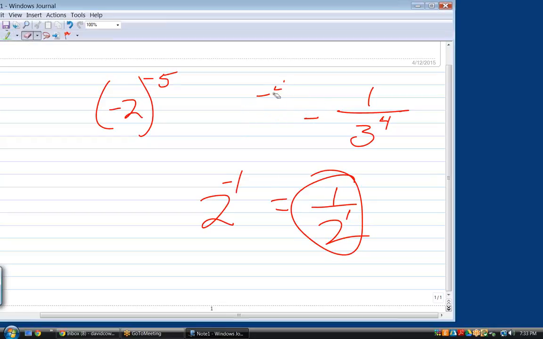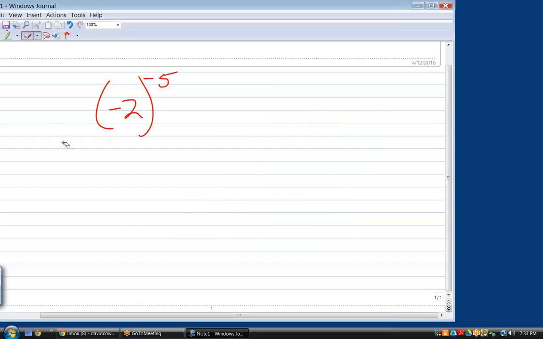Gotcha. Okay? So what does -2 to the -5 mean? Would it be 5 over 2? That would be 1 over -2 to the +5. Oh, okay. My bad. You see why? And I do need parentheses around that. That actually has a different meaning than the other.